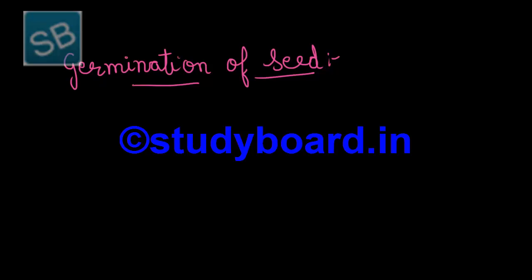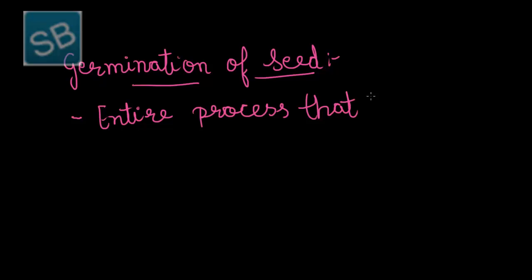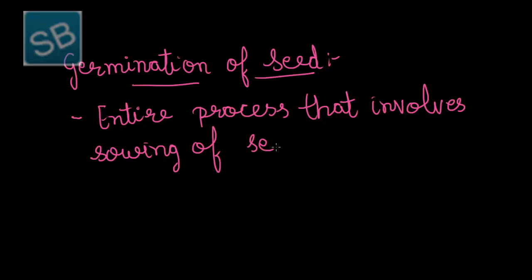Now we will start with the topic of germination of seed. What does the term mean? Germination is considered as the entire process that involves the sowing of seed to the development of a young sapling of the plant.